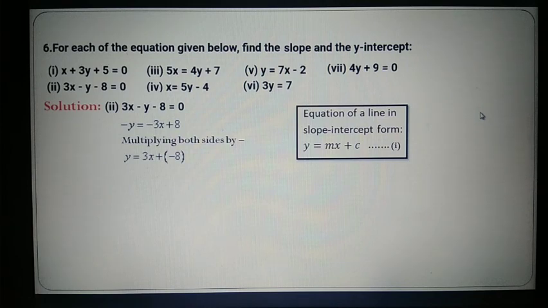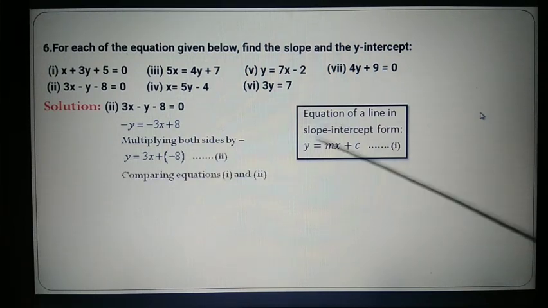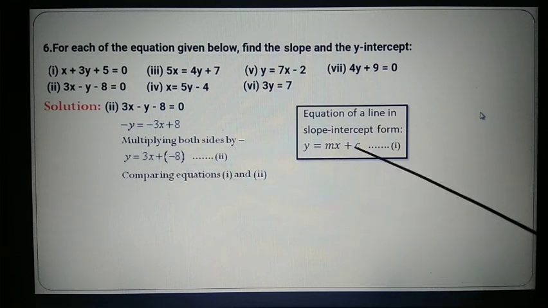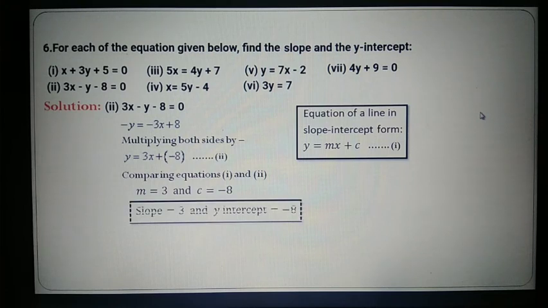Yes or no? Now, as usual, I'm calling this 1 and I'm going to call this 2. So again, I'll compare both 1 and 2, and the value of m is going to be 3 and the value of c is going to be minus 8. So that's why my slope is 3 and y-intercept is minus 8. Pause the video to note down.